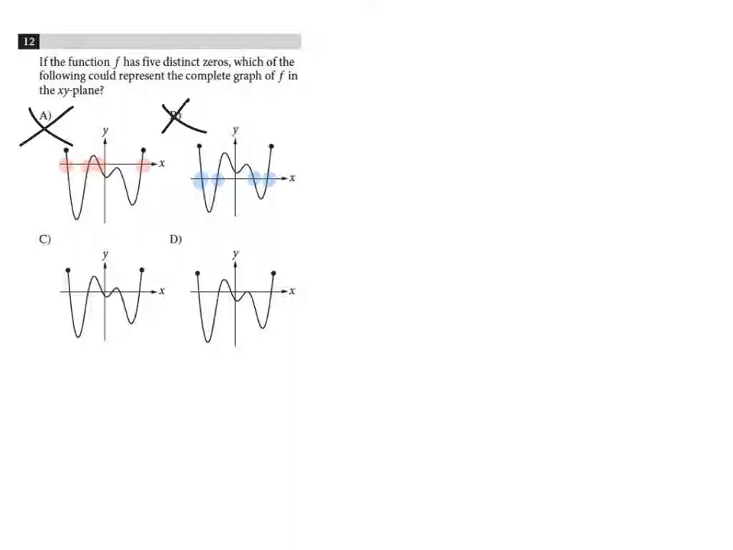Okay. Let's go to C. 1, 2, 3, 4, 5, 6. It crosses the graph in 6 places. Okay, that is also not what we're looking for. So finally, let's look at D. 1, 2, 3, 4, 5. Yes, D will be our solution.